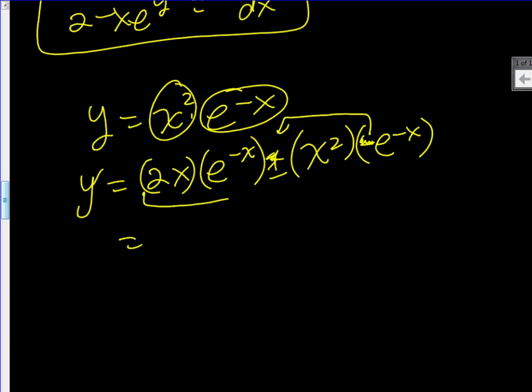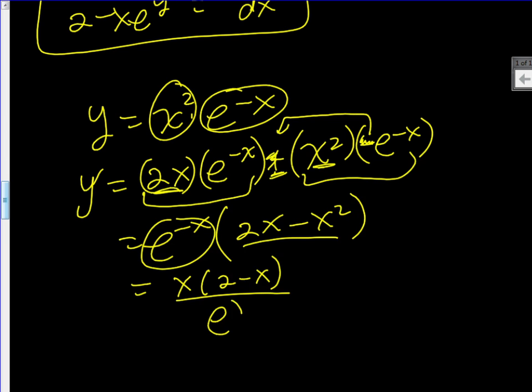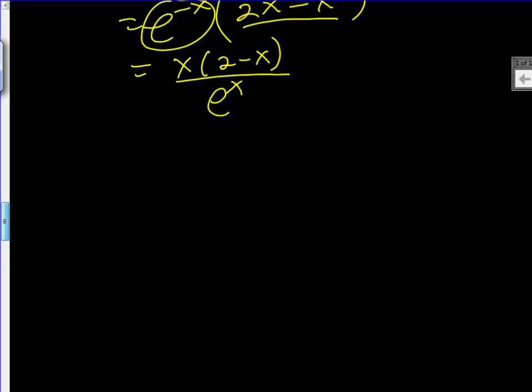So, as always, we're going to have e to that power to factor out. What's left over is 2x, a minus, and an x squared. If you like, you can factor out an x here, so you get 2 minus x, and this has a negative exponent, you can put it on the bottom. For the record, if you chose to, you could have written this y as x squared over e to the x, and then used the quotient rule. Either one would have been valid. Now let's see what happens.